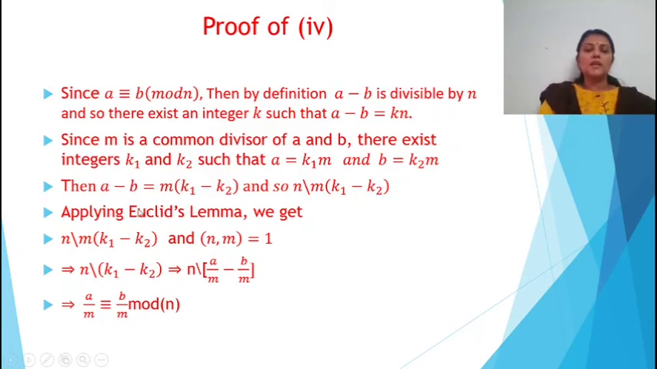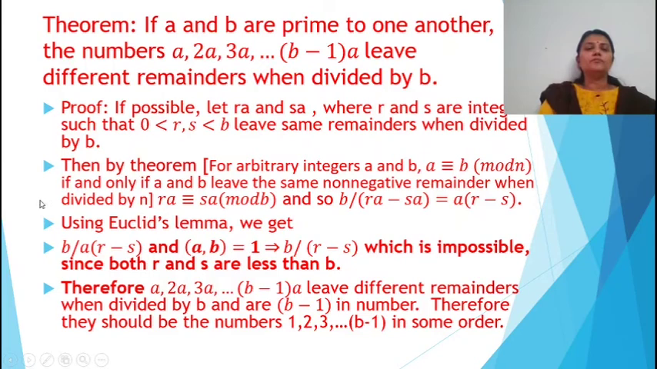Now we can apply Euclid's lemma. n divides m into k1 minus k2 and GCD of n and m equal to 1 implies n divides k1 minus k2, where k1 is a by m and k2 is b by m. So n divides a by m minus b by m, that means a by m congruent to b by m mod n.